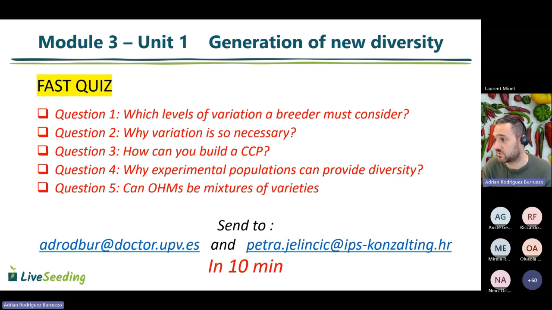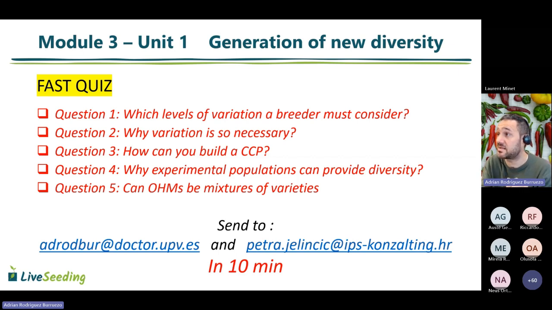So genetic variation is absolutely needed for breeding. Okay, how can you build a CCP? A CCP can be built by crossing in pairs different complementary parent lines. Okay, then maybe you can also combine again these hybrids in pairs.